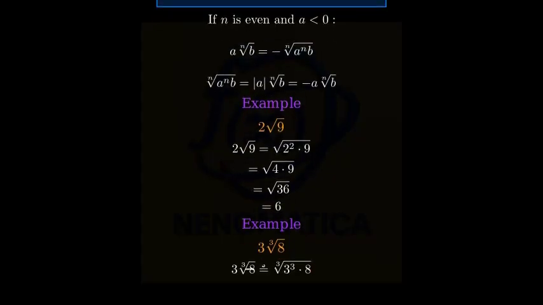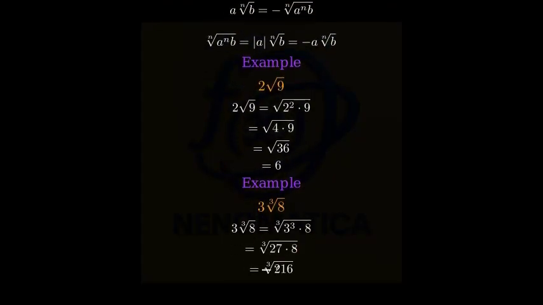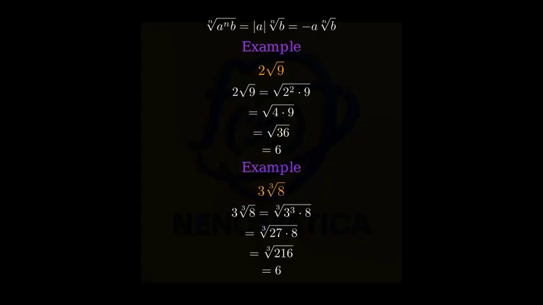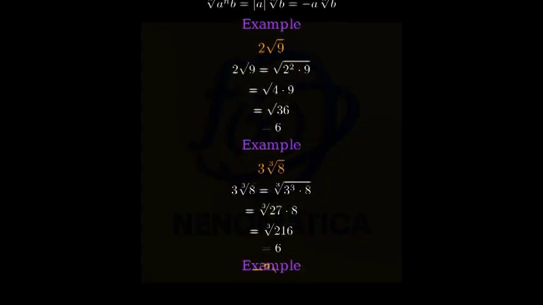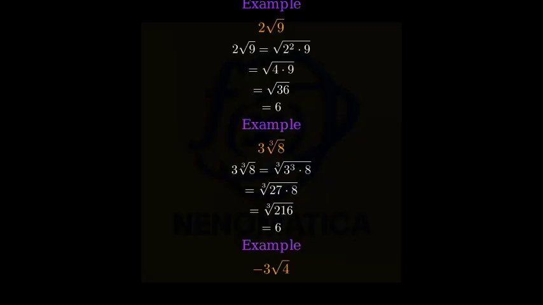Using the third law of radicals, we can rewrite this as the cube root of 3 cubed times 8, which equals the cube root of 27 times 8, which equals the cube root of 216, which equals 6. Let's examine the special case where n is even and a is negative. Example: simplify negative 3 times the square root of 4.